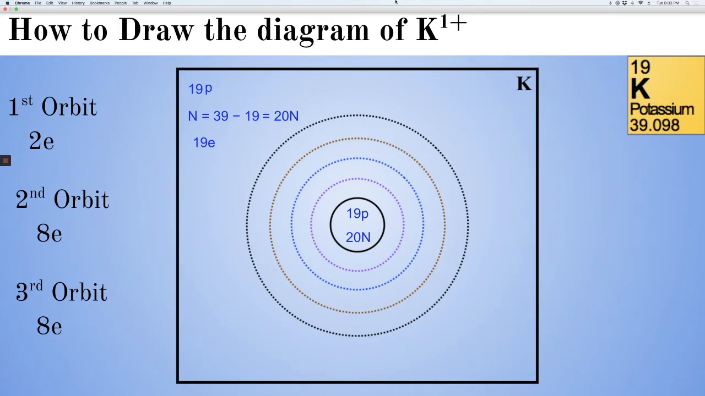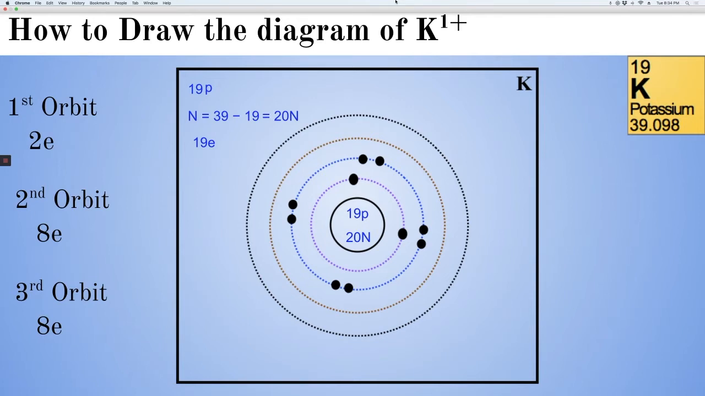To finish the diagram of the atom, I need to place the 19 electrons in the correct orbits. And remember the rules. In the first orbit, you cannot have more than 2 electrons. And in the second and third orbit, you're allowed to have a maximum of 8 electrons. So I'm going to place here 2 electrons in the first orbit. I'm going to place 8 electrons in the second orbit for a total of 10.